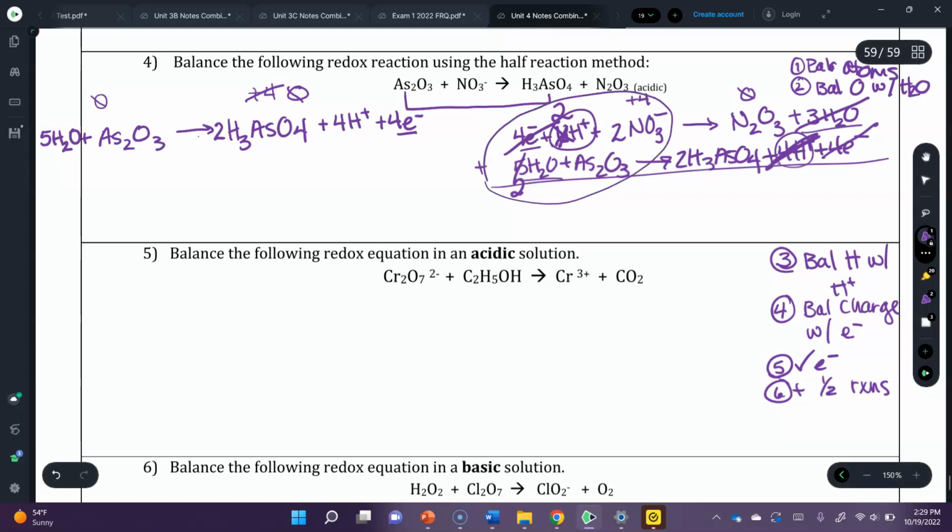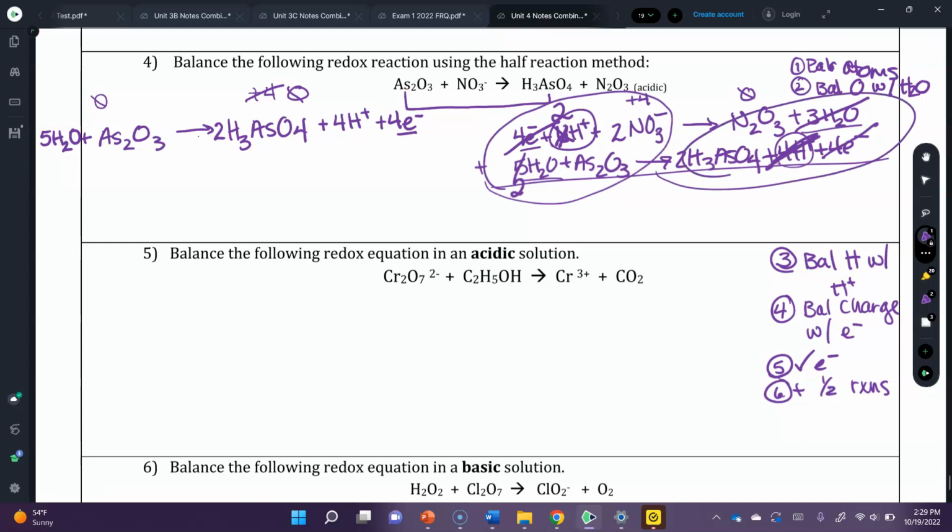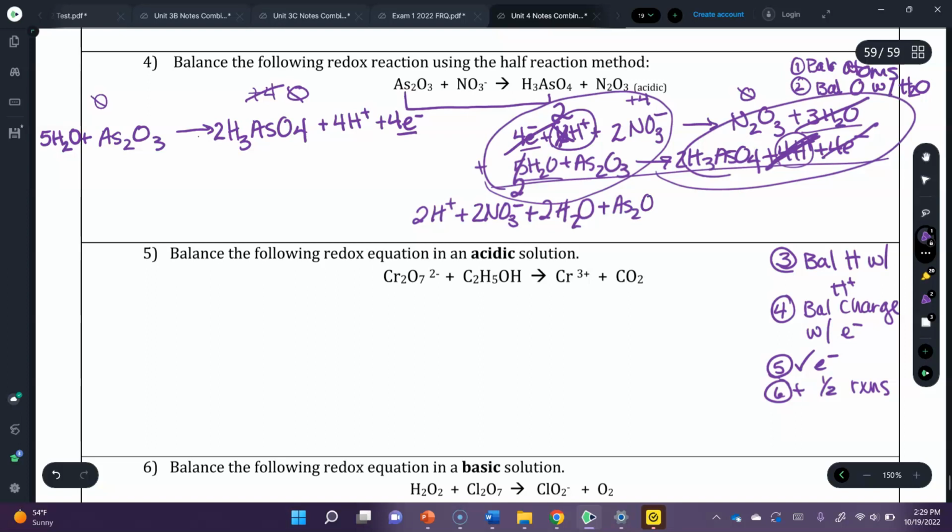So these are all on my reactant side, and these are all on my product side, so I'm going to combine them. I'm going to have 2 hydrogen ions plus 2 nitrate ions, and because it's additive rules, it doesn't matter which order they go, just as long as they are on the correct side of the reaction arrow. So I have all my reactants, and I'm going to write down all my products that are left. N2O3 plus 2H3AsO4.